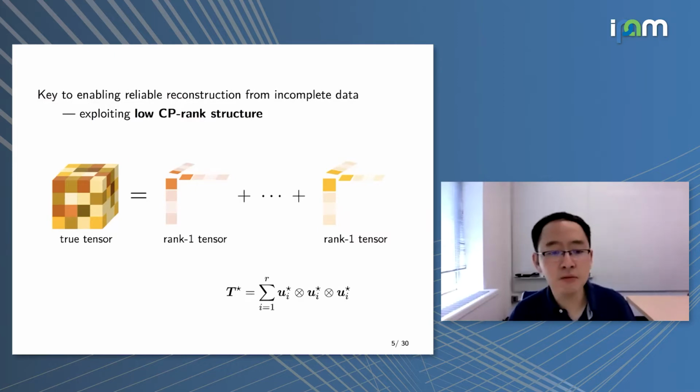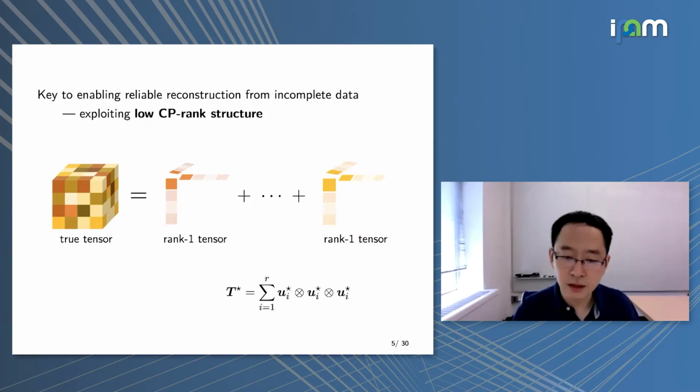For simplicity of presentation, let me only focus on the symmetric case, but I'd like to let you know that our results actually easily extend to the asymmetric case. The one bad thing about tensors is that there are so many notations, so let me try to simplify things as much as possible. I have a tensor T star, and it has a rank R structure, and I would like to find a way to reconstruct it.